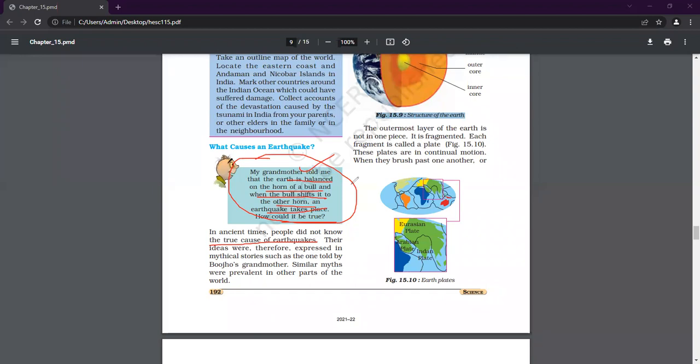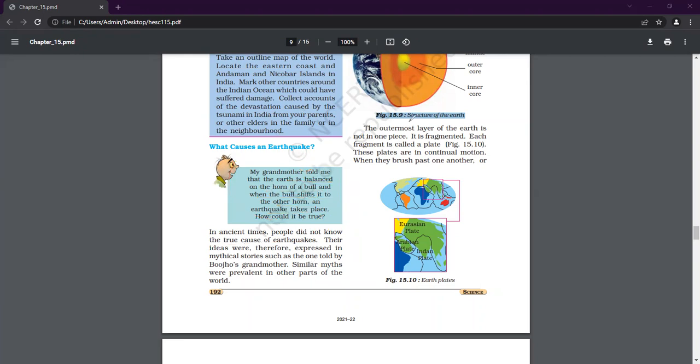They are just myths, and they just show the lack of information, the lack of science behind the earthquake. These are the different myths or different causes given by people who do not know about the actual cause of the earthquake.